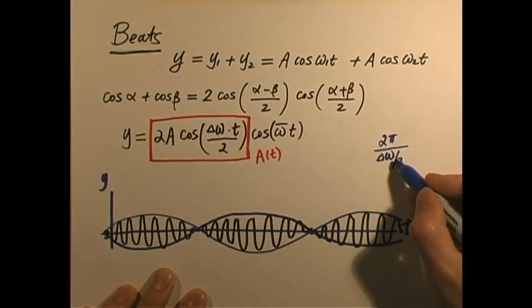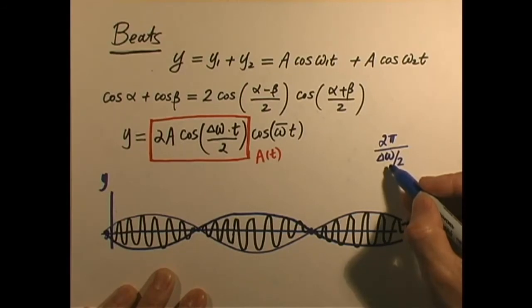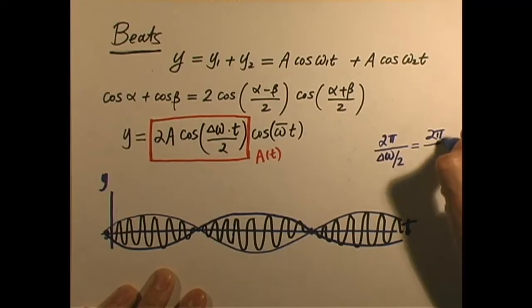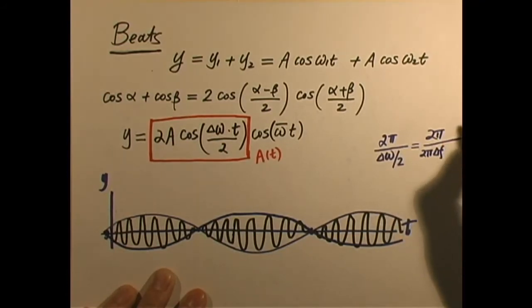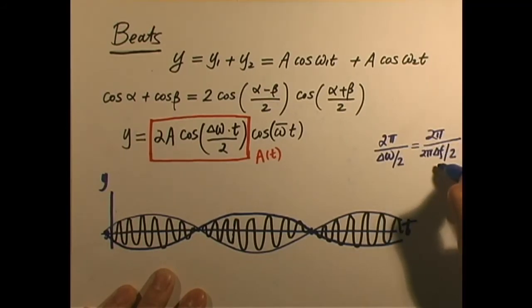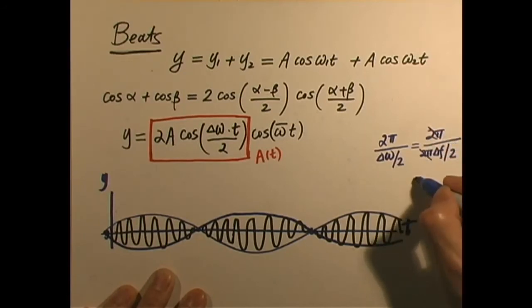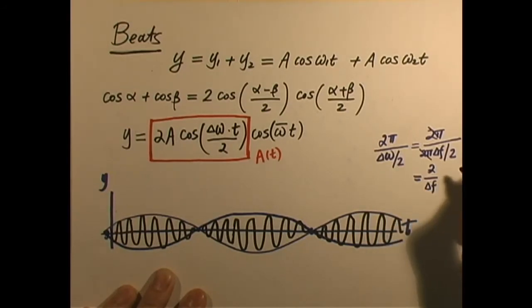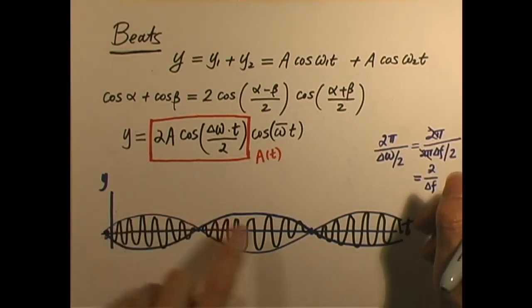By the way, at this point, let me introduce the frequency itself instead of the angular frequency. So omega equals 2 pi f. In other words, delta omega really is just 2 pi delta f. So what's delta f? It's the frequency difference between these two signals, not the angular frequency difference. You divide by 2, and you cross out the 2 pi, so what do you get? You get 2 over delta f. That is the time it takes to go from here to there.